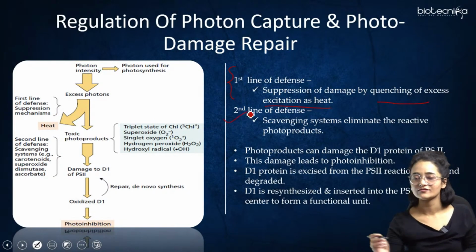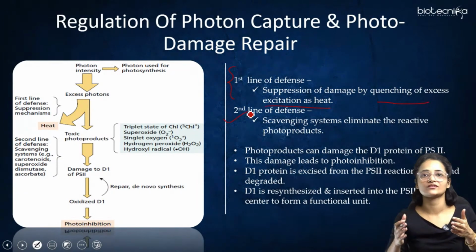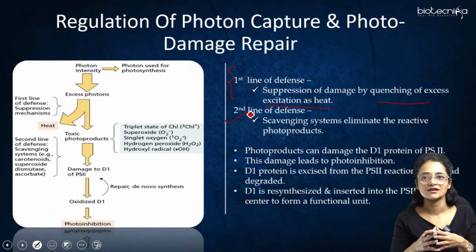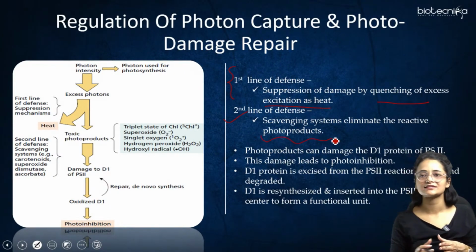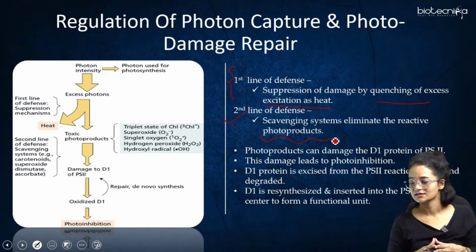The second line of defense, if this first line of defense doesn't work, then scavenging systems eliminate the reactive photoproducts. So reactive photoproducts are basically the reduced products formed when the redox reaction takes place, such as peroxides, and all these free radicals that are being produced. These are being eliminated, right?